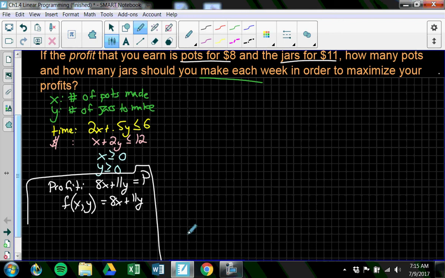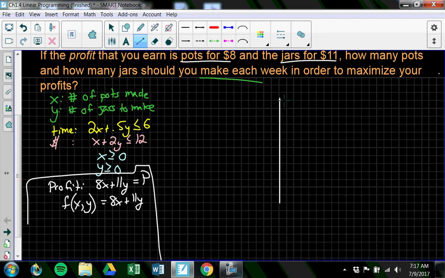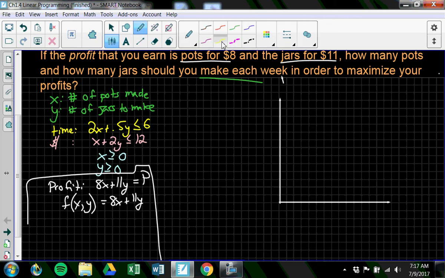So now I'm going to start graphing. First I'm going to draw an x and y axis. Forgive me, my pen is being more frustrating than usual right now. And I'm going to graph my lines. I'll start with the yellow line, the time line, as it were. Time is 2x plus 0.5y is less than or equal to 6.